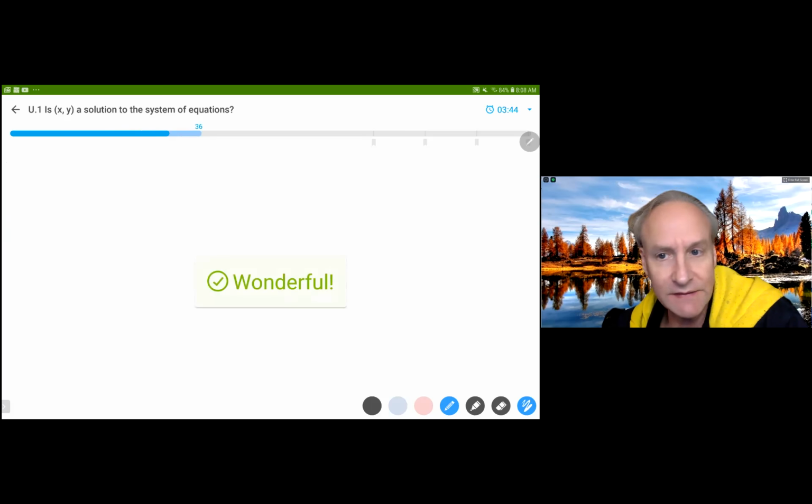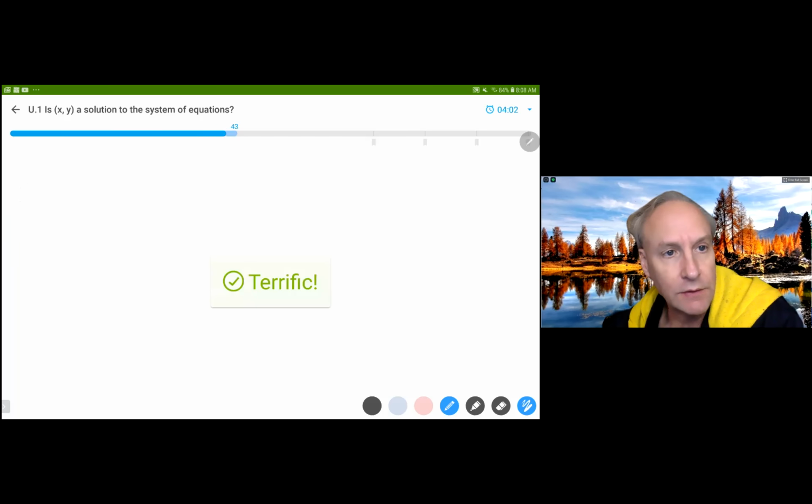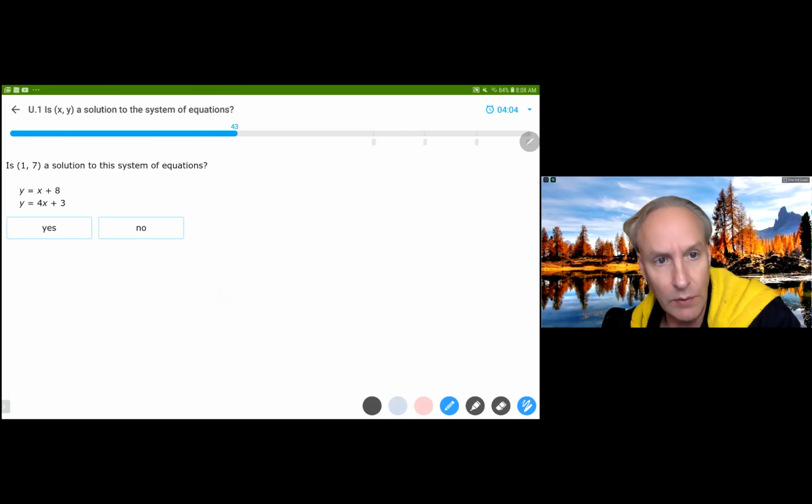When both of those are positive, it makes it pretty easy to test. Now remember, let's see, 1 and 1. 2 plus 15 is equal to 17. That's true. 1 plus 20 is equal to 30, so it's not true for the second one. So this is a no. Notice I was just substituting in the 1 and the 1.